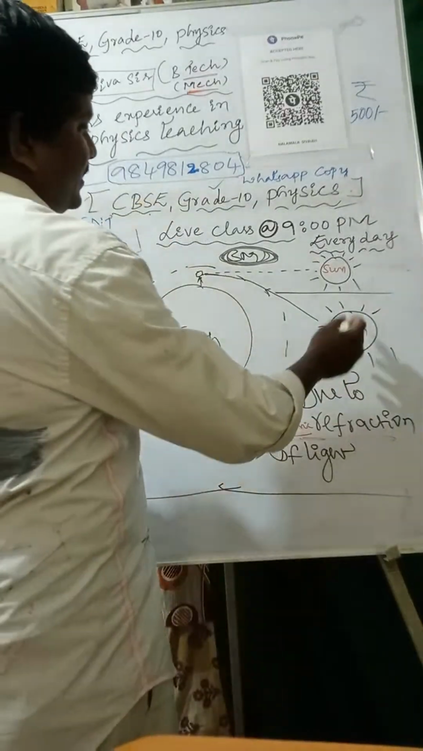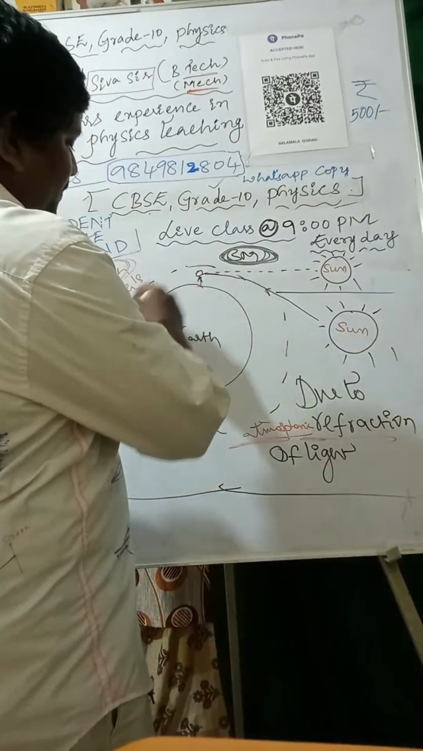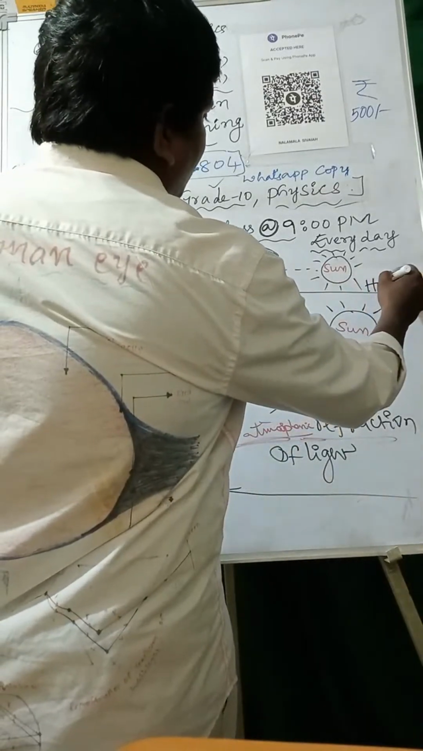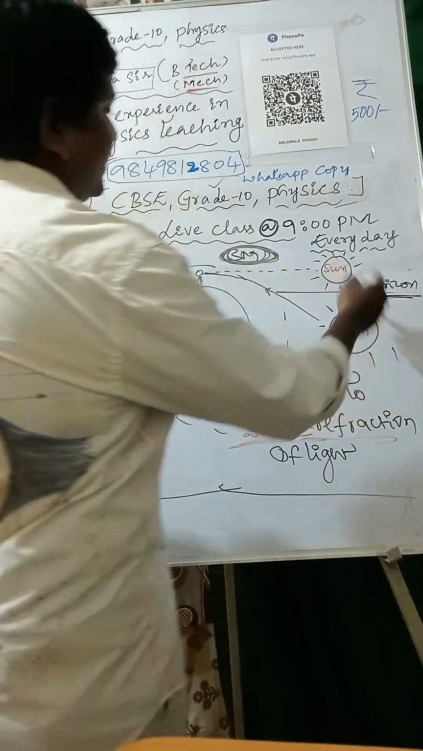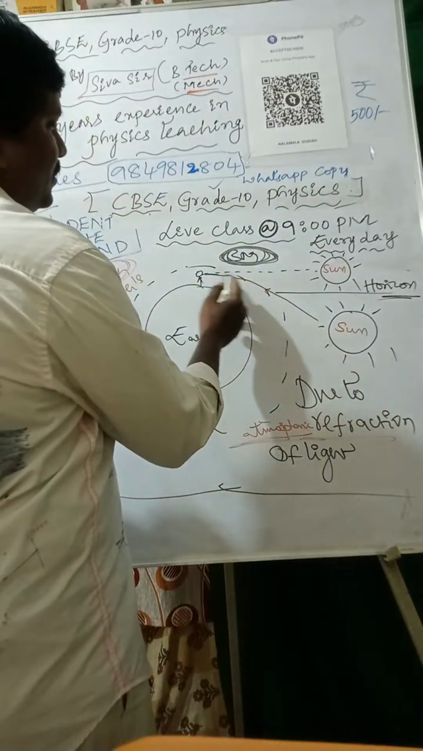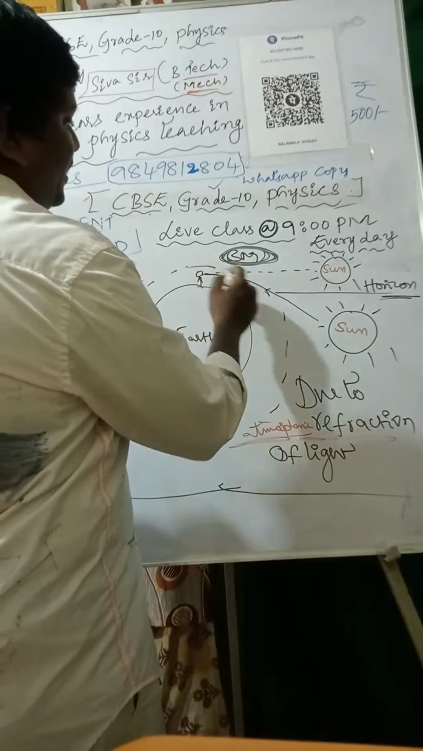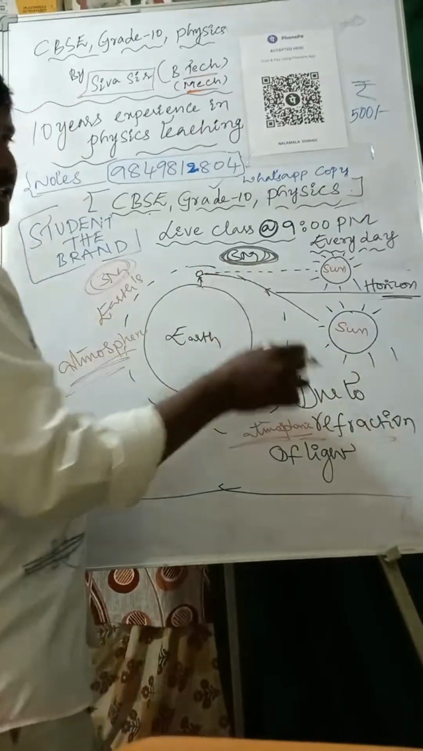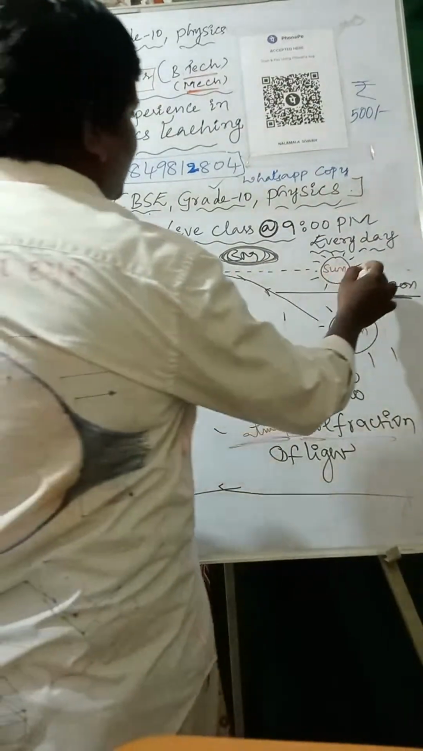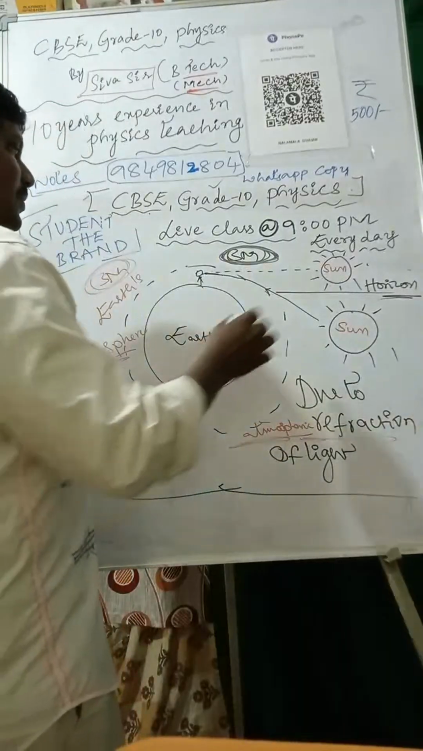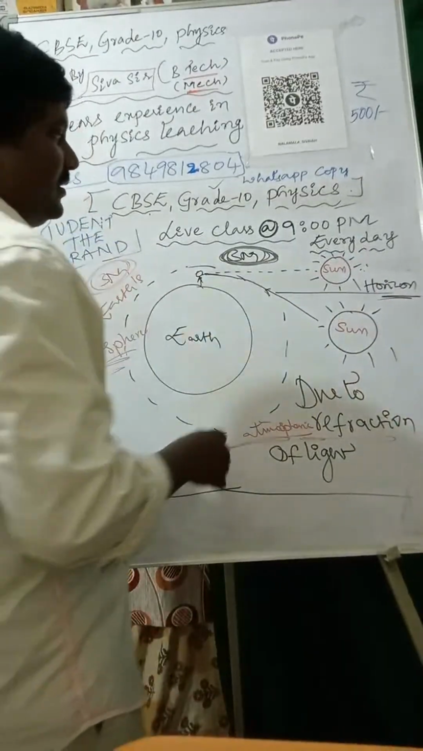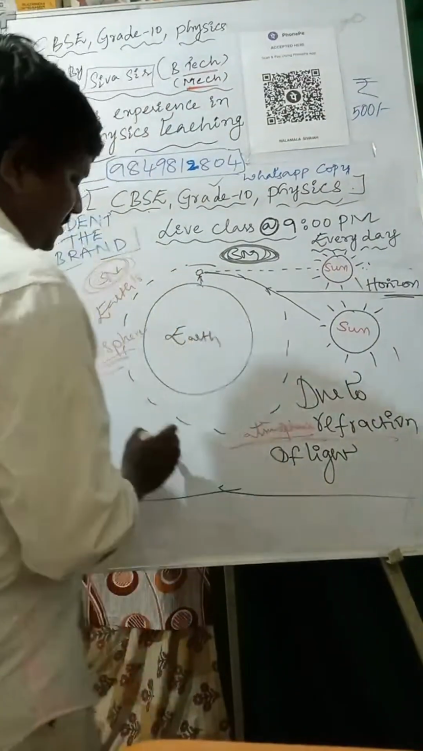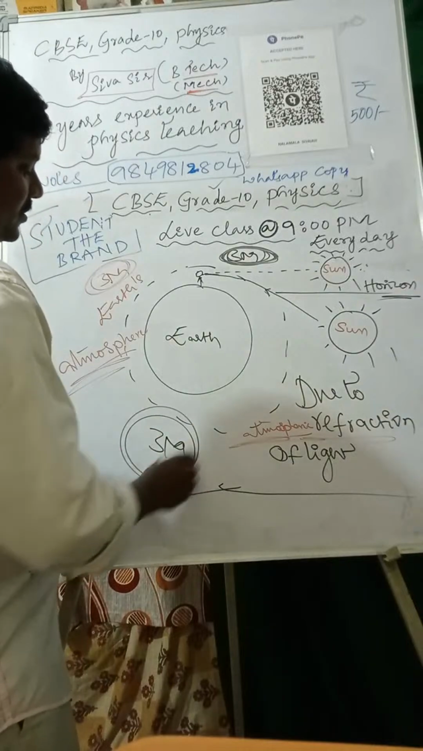So this is the sun position. The dotted line is the earth atmosphere. This is the origin I am taking. When the light ray is coming like this and enters through the atmosphere, refraction takes place. Actually the position of the sun is here, but because of the atmospheric refraction, the sun appears here. Due to what reason? Due to earth atmospheric refraction. This question is very important, for a 3-marks question.